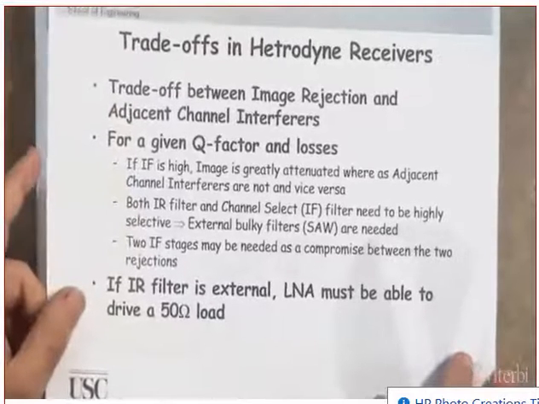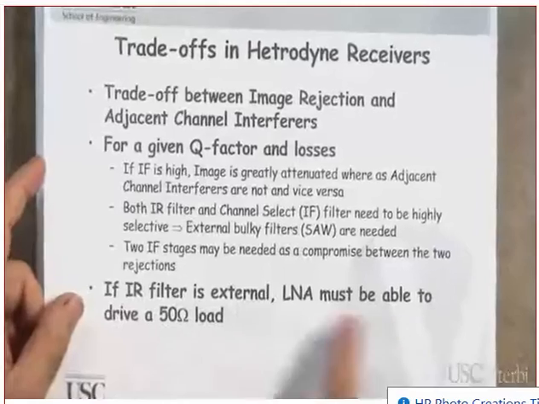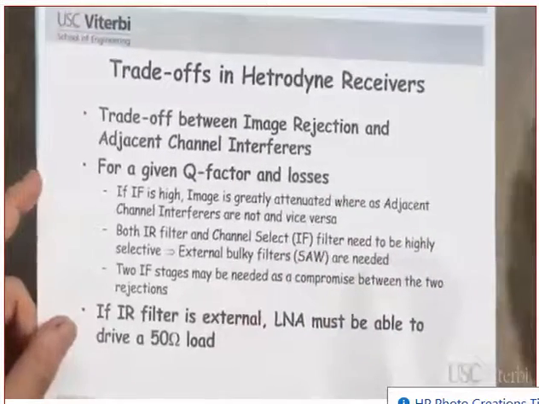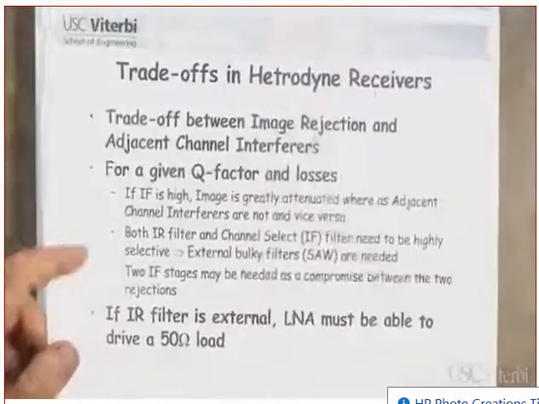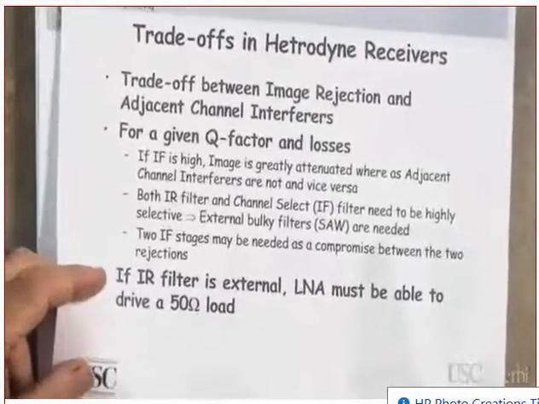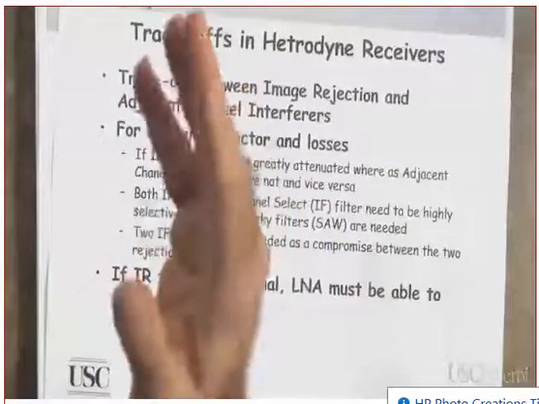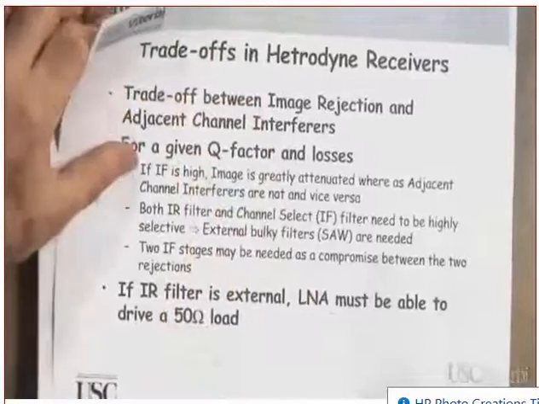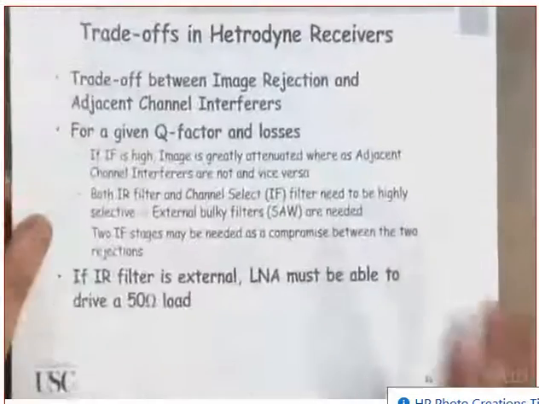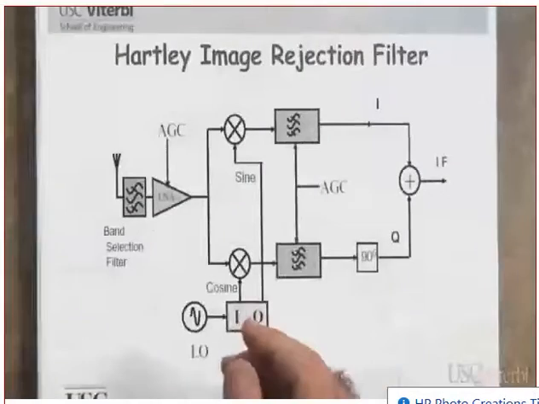Clear? Okay. Notice, by the way, if the image reject filter is external, the LNA must be able to drive a 50 ohm load. Are you following? Because you are going to go off chip. That's for the matching, which we will talk about in detail. By the way, we will also cover transmission lines so that you understand how you connect devices to another device via transmission lines. Clear? Transmission lines usually are not part of the RF classes, but we will go over them in detail. We need to understand how it works.